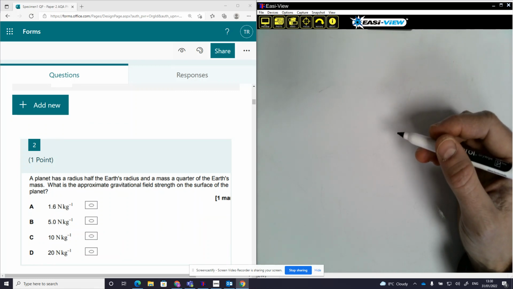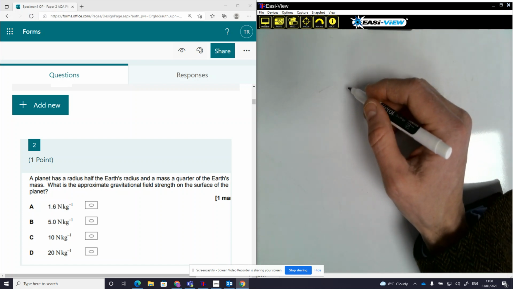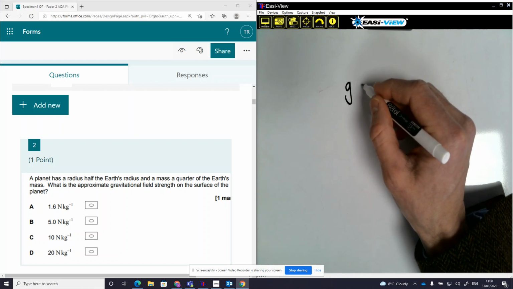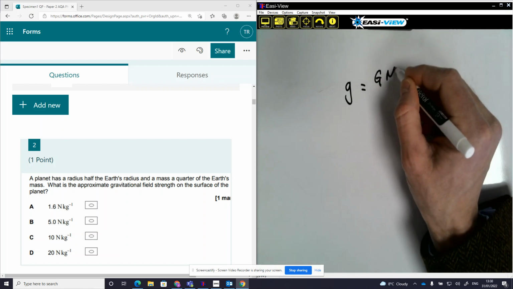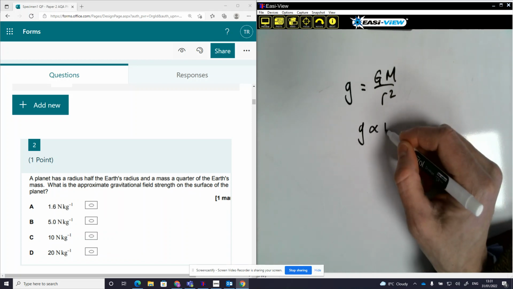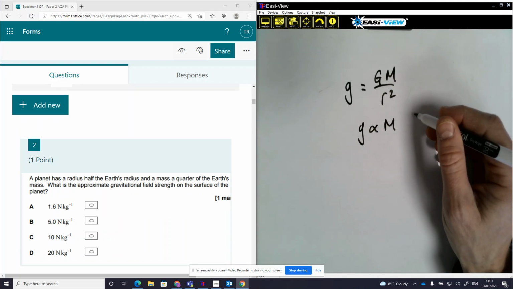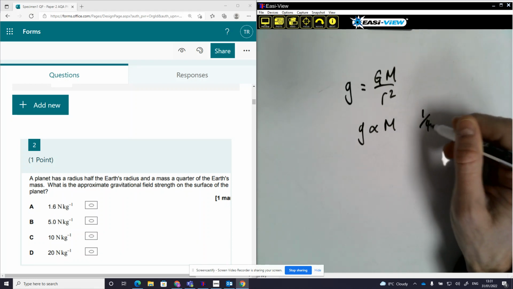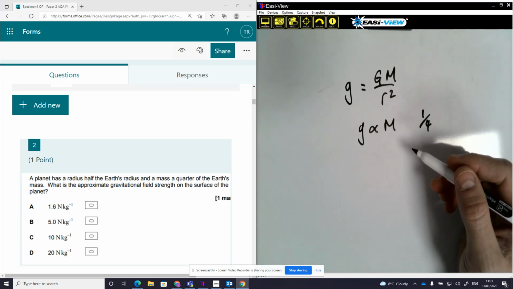But if you read the whole question, we are told quite clearly that the mass is a quarter of the Earth's mass. So gravitational field strength is equal to GM over r squared, and therefore g is proportional to the mass. So if I have a quarter of the mass, then the gravitational field strength is 1/4. So I've got a factor of a quarter here due to the change in mass.